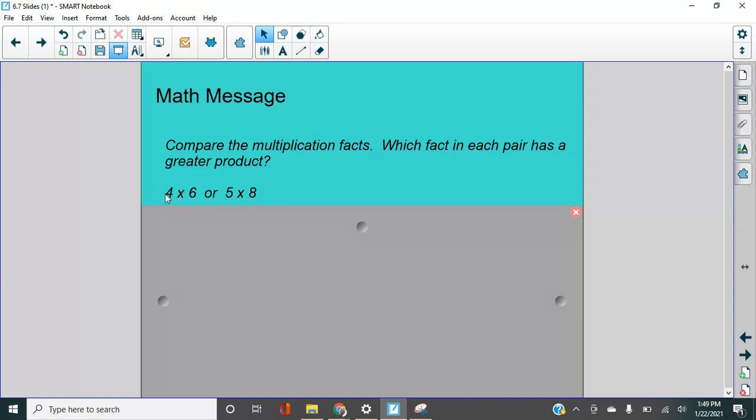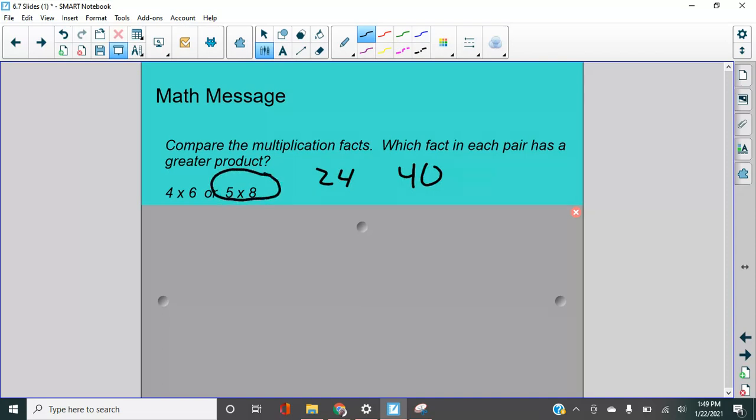So the answer here is either going to be 4 times 6 or 5 times 8. Which of those products, this one or this one, is more? All right, let's see. So 4 times 6 is 24, and 5 times 8 is 40. So the answer here was 5 times 8. 5 times 8 is more than 4 times 6.